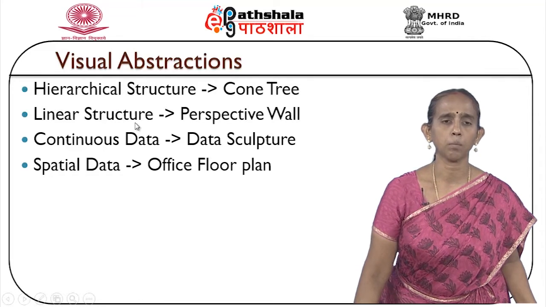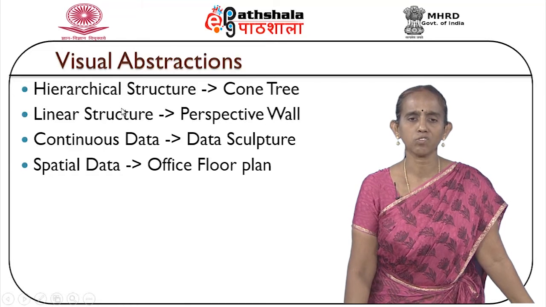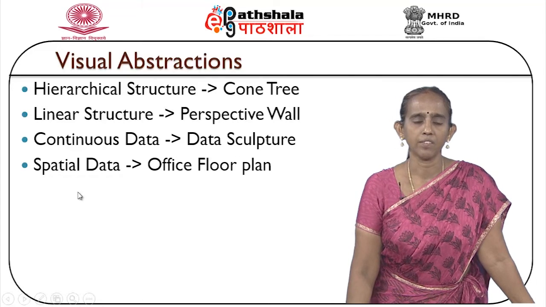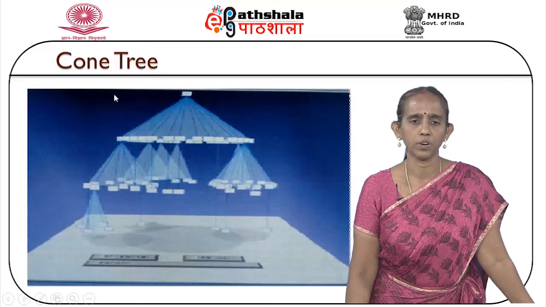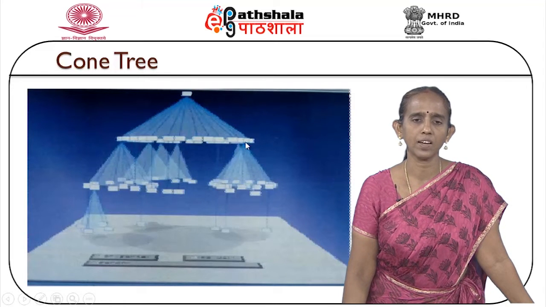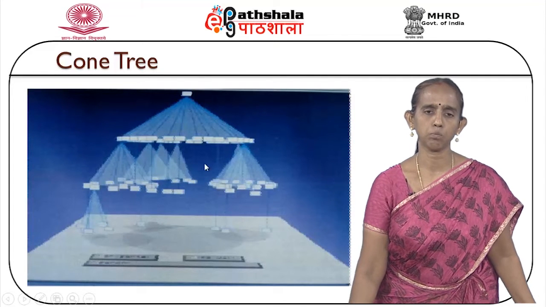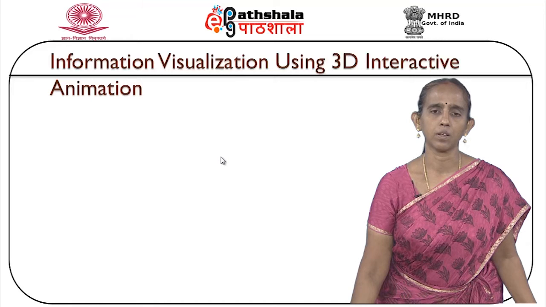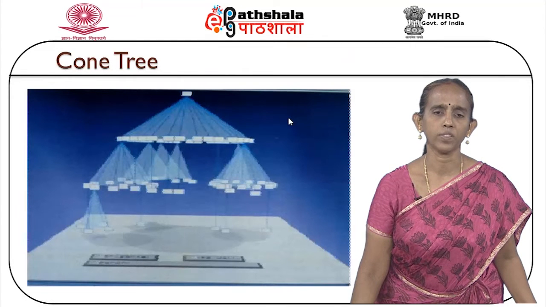Some examples of such structures are hierarchical structures, wherein examples are cone trees. Then we have linear structures. Examples are perspective wall. We have continuous data displacement, which is in the form of data sculpture, and we have spatial data representation. Example is office floor plan. So these are examples of cone trees. If you look at this visualization, whatever is available at the front portion of the cone alone is displayed to the end user. Whichever is at the back portion of the cone is not shown to the end user. Such visual abstractions can be made available to the end user by using some kind of 3D interactive animation techniques. Cone tree is one such example.